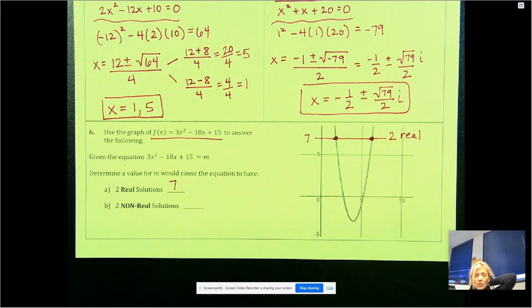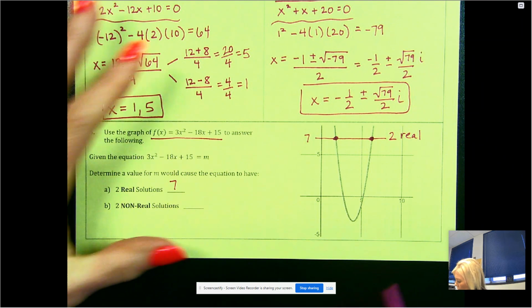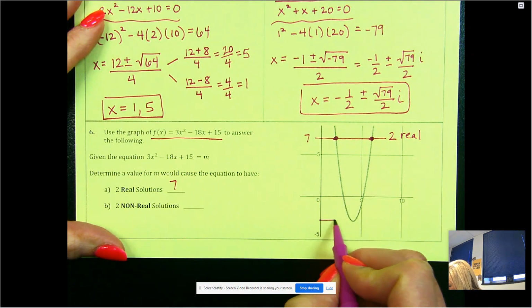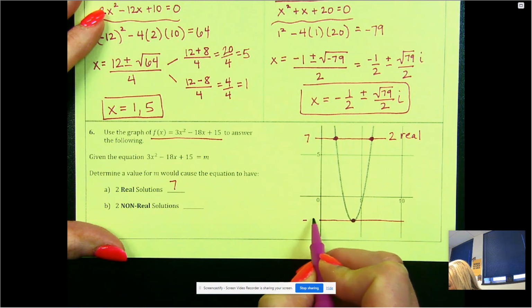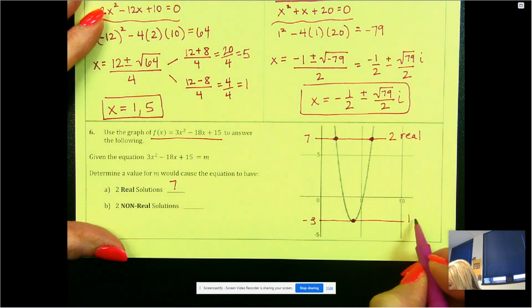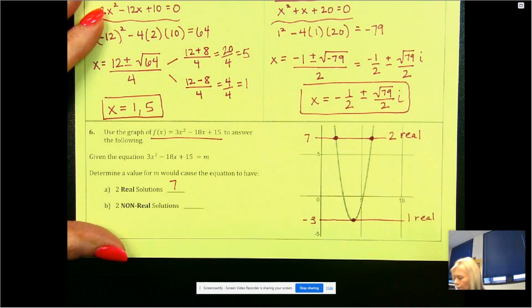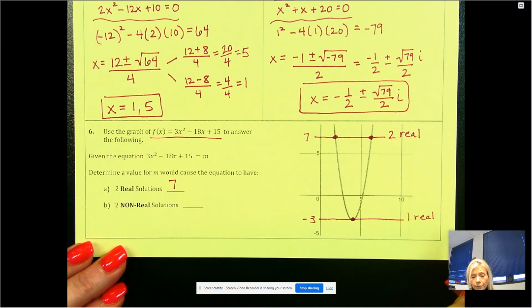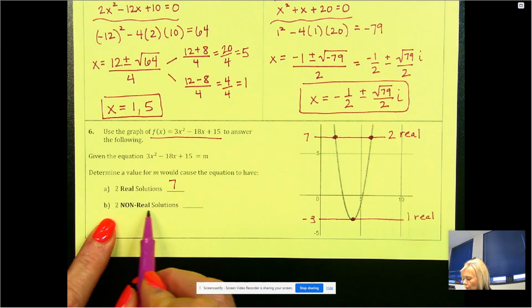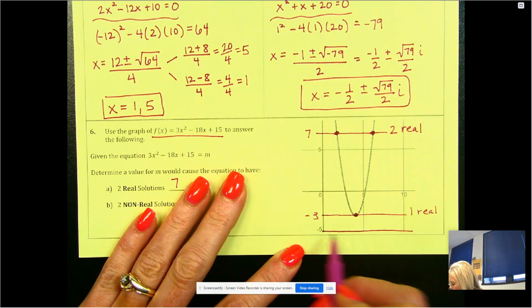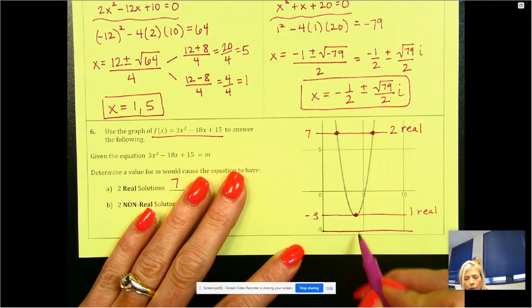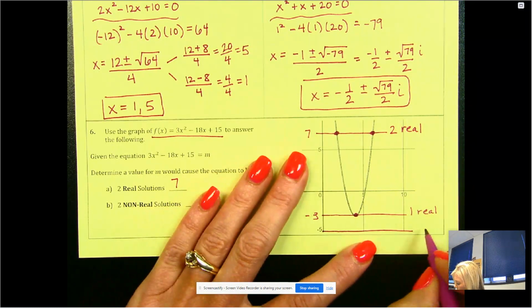Okay, one thing that this question didn't ask us, but I'm going to talk about anyways, is how about 1 real solution? So 1 real solution looks like it would need to touch right there in 1 spot. I think this looks like negative 3. So this would be an example of one real solution if it was equal to -3. And then for two non-real solutions, it just has to be below -3. So I'm going to choose -5. It doesn't touch the parabola at all. So that's why it's two non-real solutions.